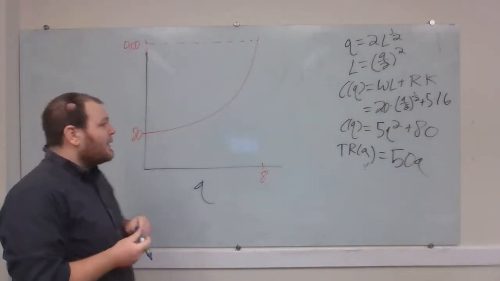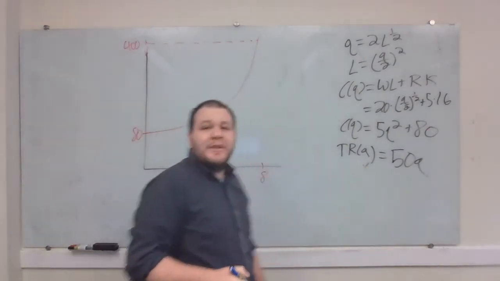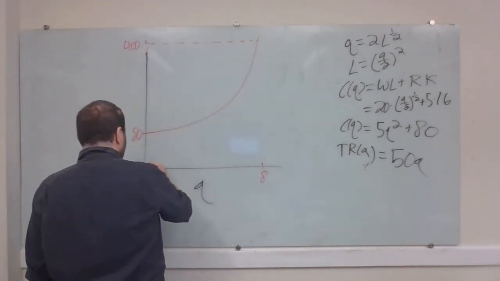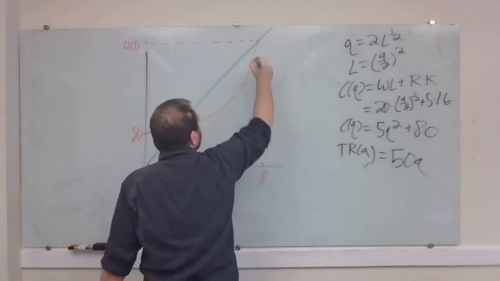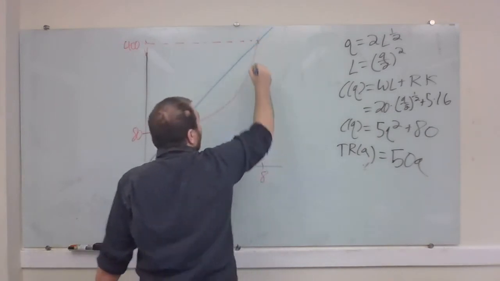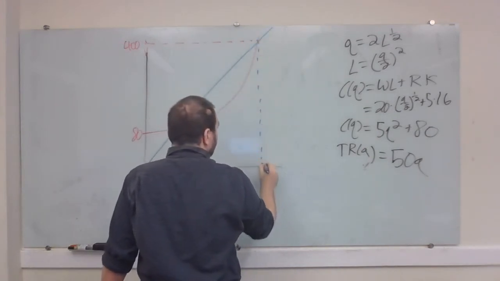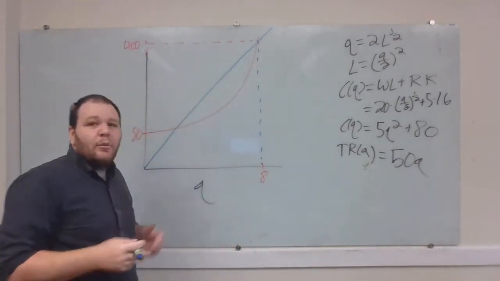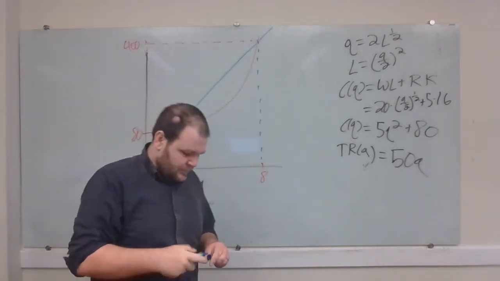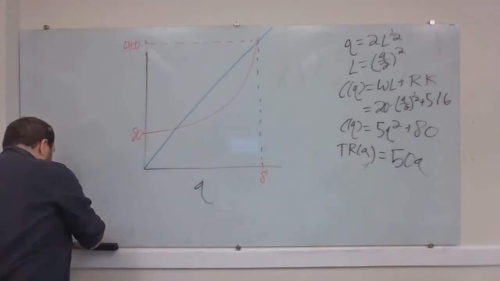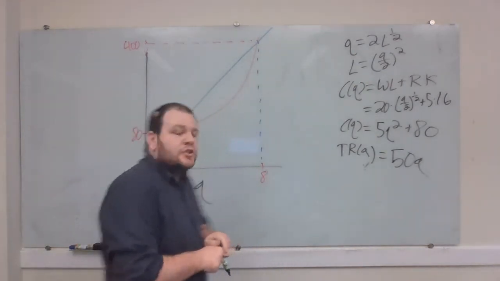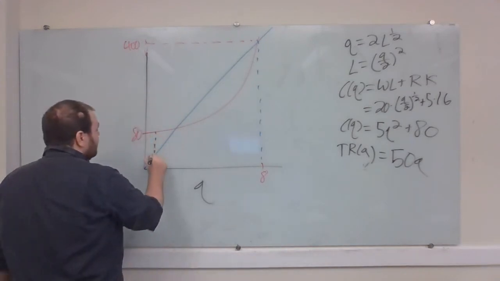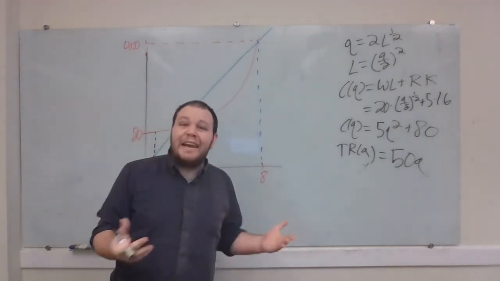On the other hand, if we graph our revenue, it's just going to be a straight line with a slope of 50. So it'll just increase like this. At 8, it'll also equal 400, right? Because 8 times 50 is going to equal 400. Awesome. And then our profits are just going to be the difference between the blue line and the red line. So if I'm producing very, very little output, I'm in bad shape, right? I'm making negative profits.